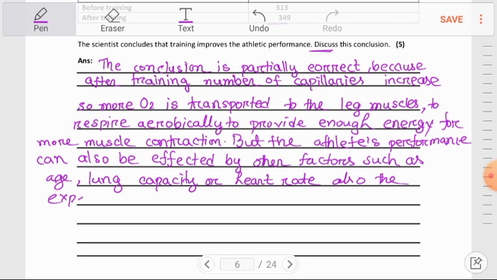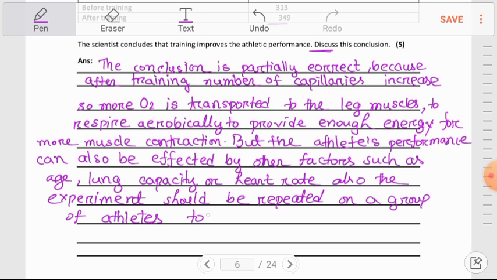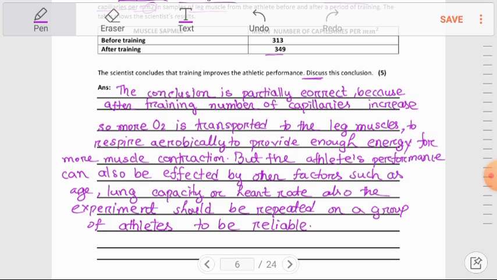Also, the experiment should be repeated on a group of athletes to be reliable. And with this, our 3B ends. I hope question number 3 was clear enough. Moving to question number 4.